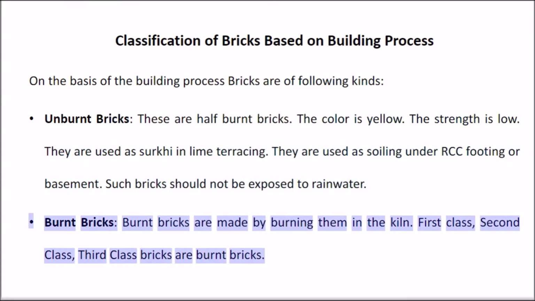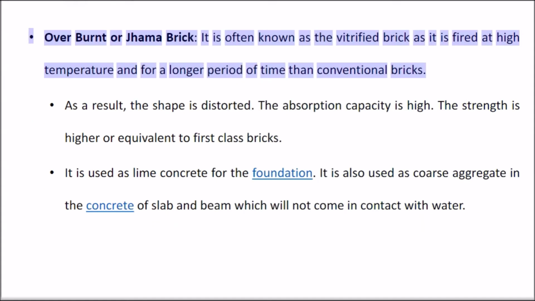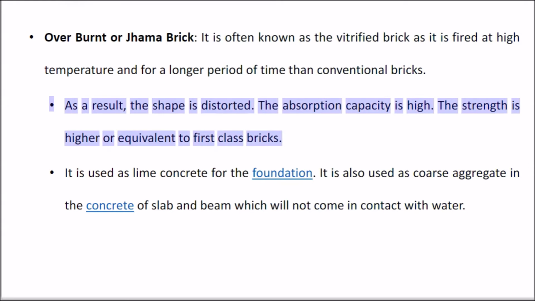Burnt bricks. Burnt bricks are made by burning them in the kiln. First-class, second-class, and third-class bricks are burnt bricks. Overburnt or clamp brick. It is often known as the vitrified brick as it is fired at high temperature and for a longer period of time than conventional bricks. As a result, the shape is distorted.